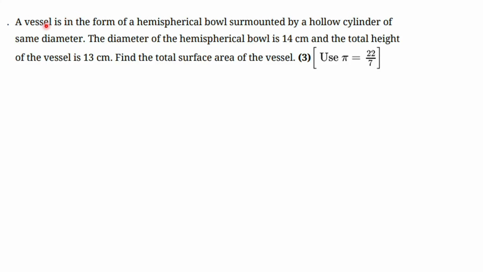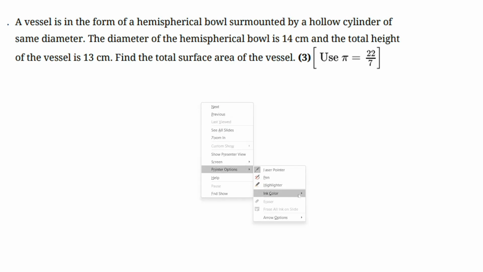Here the question is, a vessel is in the form of a hemispherical bowl surmounted by a hollow cylinder of same diameter. A vessel is in the form of a hemispherical bowl surmounted by a cylinder. Surmounted by a cylinder.